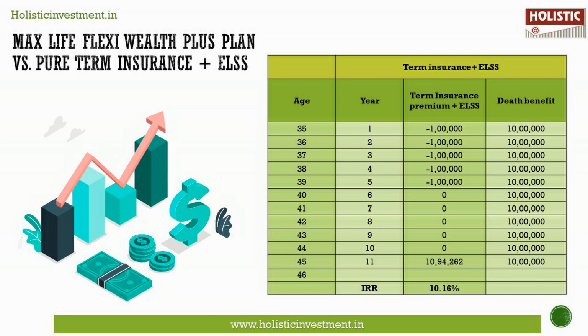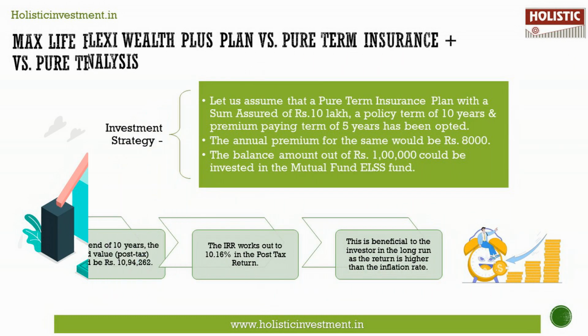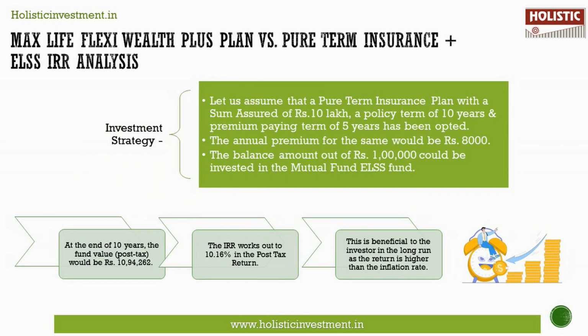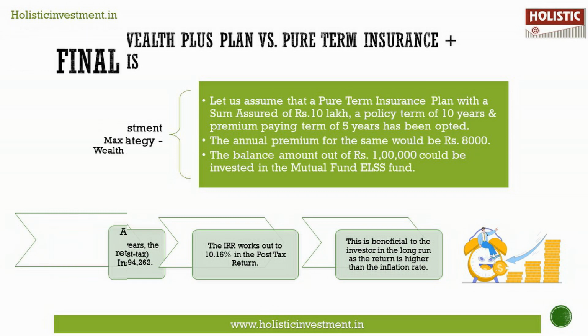This is especially beneficial to the investor in the long run, as this return is higher than the inflation rate. So in this combination, you can actually achieve a higher rate of return and also beat inflation in the long run compared to the Max Life Flexi Wealth Plus plan. So are you still wondering if you should invest in this plan or not? Let us see what we can take away from our analysis.